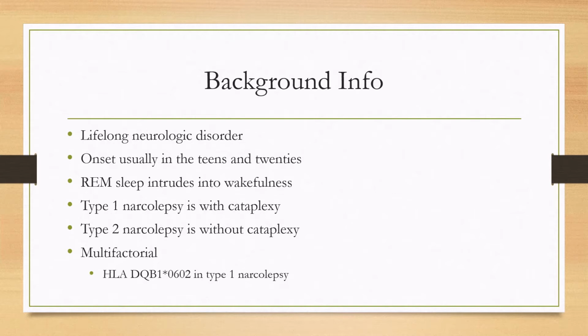The disease is multifactorial. There is one gene that has been identified, the HLA-DQB10602 mutation, that is present in almost all type 1 narcoleptics. However, this gene is also present in most of the normal population as well.